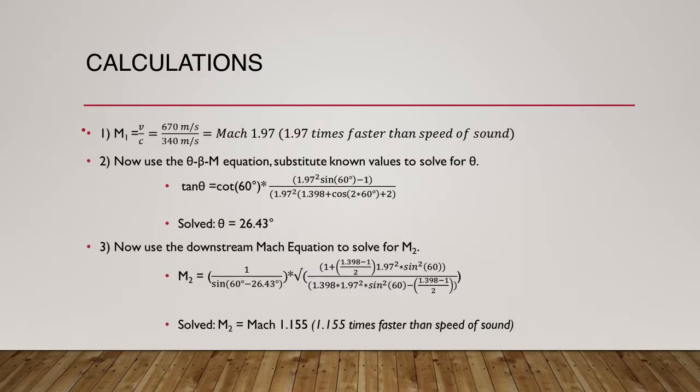We plugged our given values into the Mach equation and calculated that the plane is traveling at Mach 1.97, which is 1.97 times the speed of sound. Plugging in this value and our other givens into the theta-beta-Mach equation, we calculated the corner angle to be 26.43 degrees. When we plugged our two calculated values and our other givens into the downstream Mach speed equation, we got our final downstream velocity to be Mach 1.155.